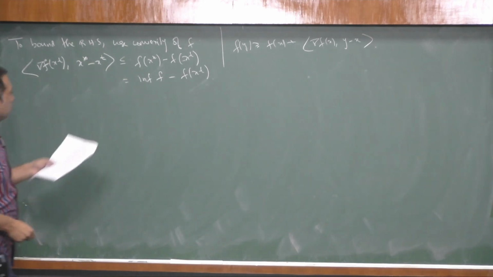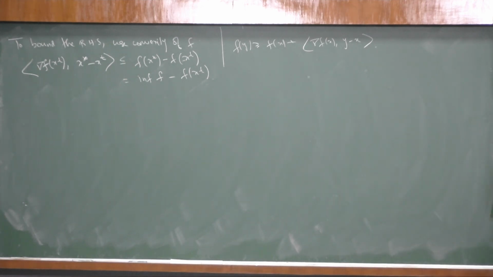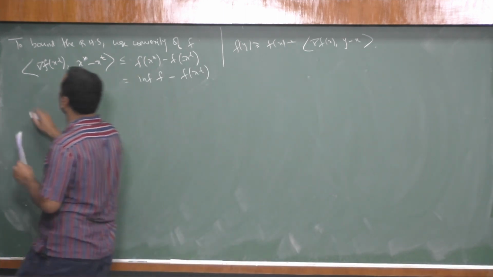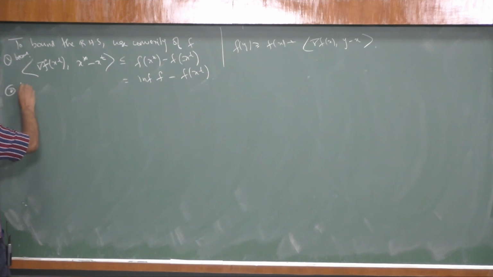Now this is the bound for that, and if you are taking notes, I can number them: this is 1, and the next one becomes 2.